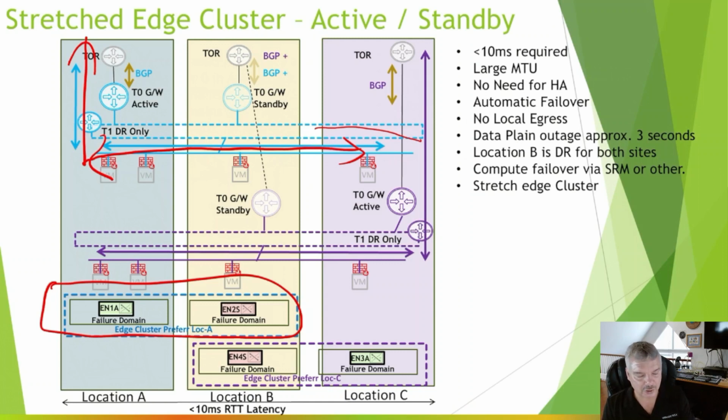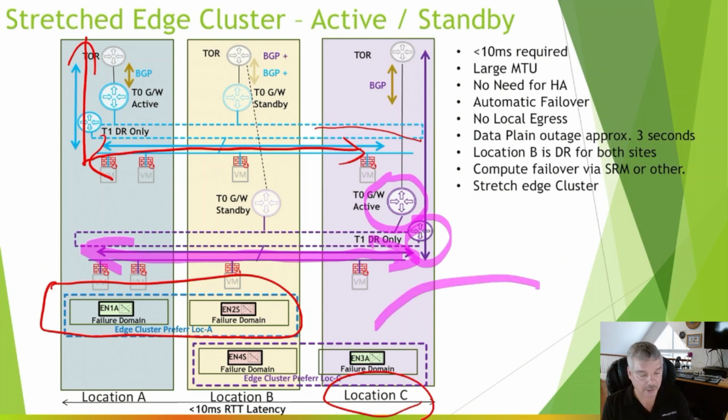Now, notice on location C, I've got a purple network. Let's change my colors. I've got a purple network that's stretched across. I've got a purple tier 0, a purple tier 1. Same kind of thing. And I've got what we'll call the purple edge cluster. And that edge cluster runs active standby with a failure domain in location B and another failure domain in location C. And you'll see over here, the edge in location C is the active for the purple network, and this edge in location B is the standby.